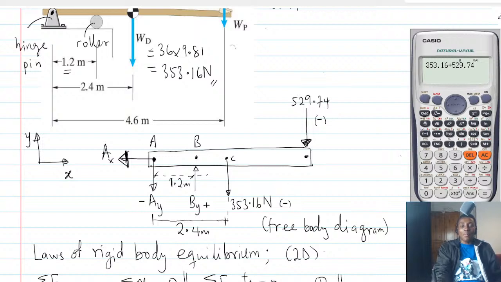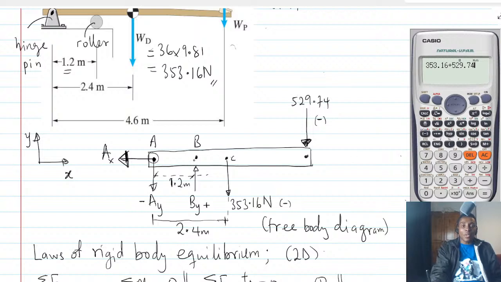So we want to sum moment about point A. Why are we summing moment about point A? So that we can be able to eliminate the reactions. If we don't sum moment about A, we will not be able to do that. So let's sum the moment.